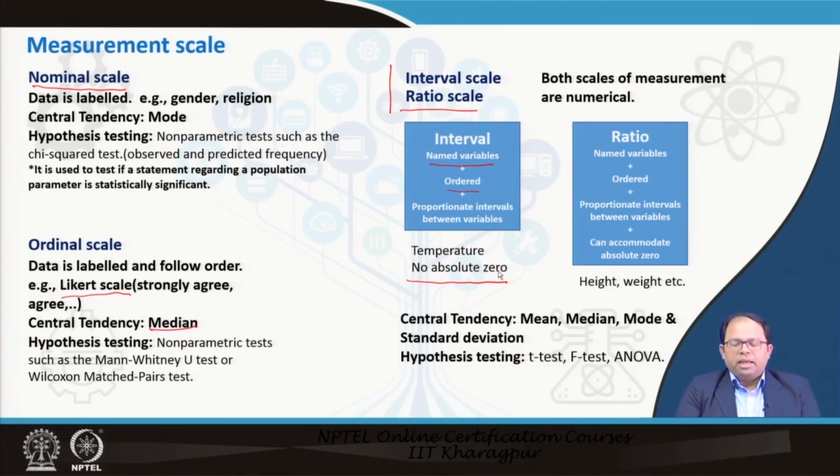Whereas in ratio scale, everything else remains the same, but we can also have absolute 0. For example, in case of height and weight, we can have 0 weight or 0 height. So both scales are more or less the same with this minor difference. The central tendency measure for these scales could be mean, median, and mode, and we can also determine the standard deviation. And for hypothesis testing, we usually go for t-test, f-test, and ANOVA.